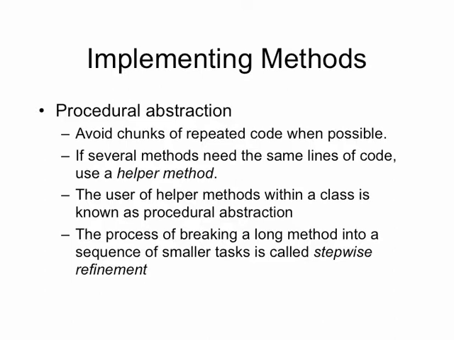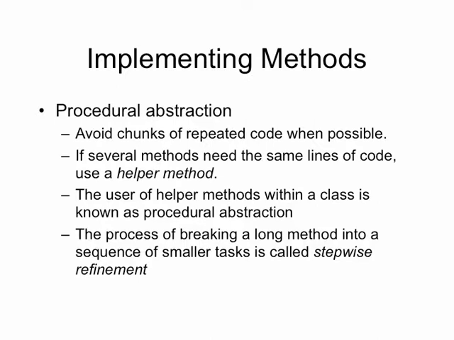So, implementing methods. Procedural abstraction is the act of taking repeated code and putting it into a method. So we want to avoid chunks of repeated code. We don't want to be writing the same code over and over for a couple of reasons. One, the more lines of code, the harder it is to debug, modify, and maintain. But two, if we need to make a change in that code, we only want to change it once. We don't want to change it in multiple places.